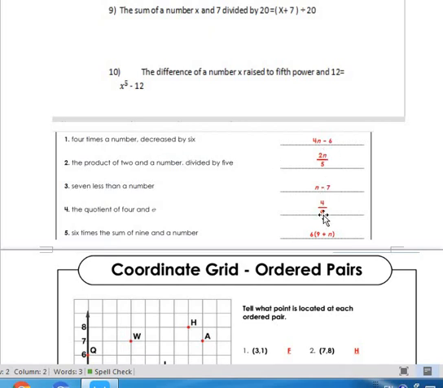Here, if I have here the algebraic expression and I want to rewrite them. Okay, I have here the product of 2 and a number n, divided by 5. 7 less than a number n. Here I have the quotient of 4 and e. Quotient means divided, 4 divided by e. Here I have 6 times, open bracket, the sum of 9 and the number.